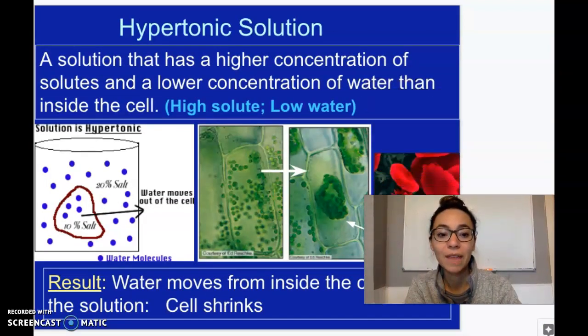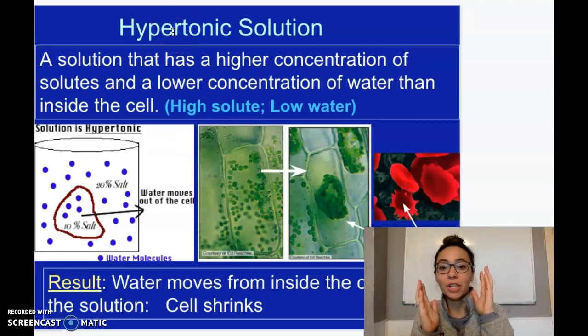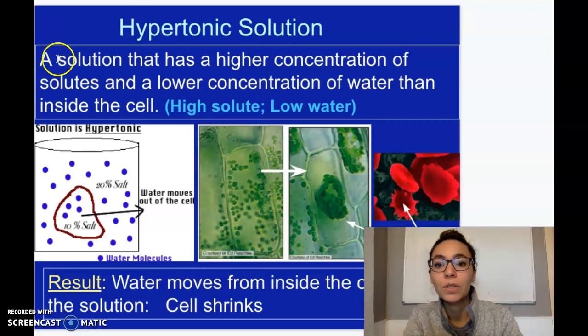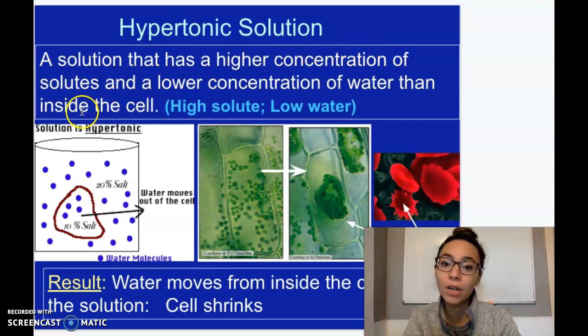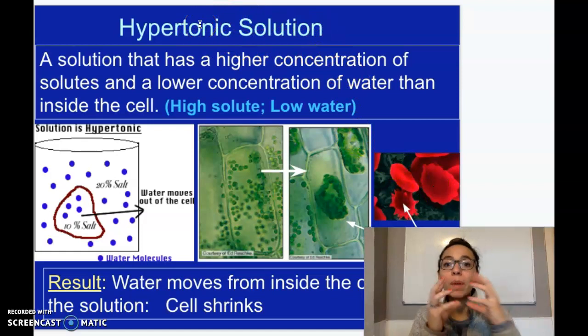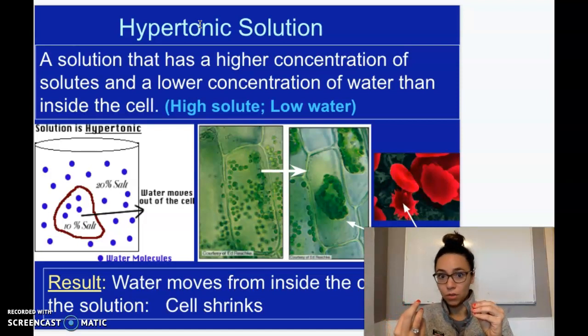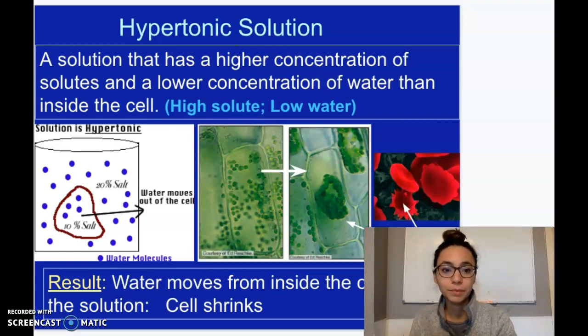All right, next we have a hypertonic solution. Hypertonic, and if you think if someone's really hyper, right, they have a lot of energy. So this is when there's a lot of solutes in the solution. So a solution that has a higher concentration of solutes, a lower concentration of water than inside the cell. And again, when we're talking about these solutions, we're comparing the solution to the concentration of the solutes and water inside the cell. Okay, so it's hypertonic compared to the cell's internal environment.